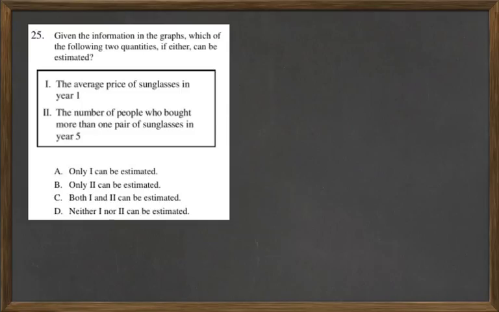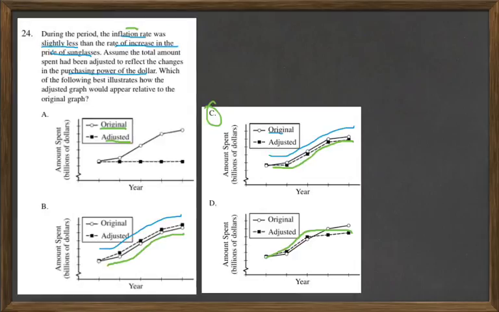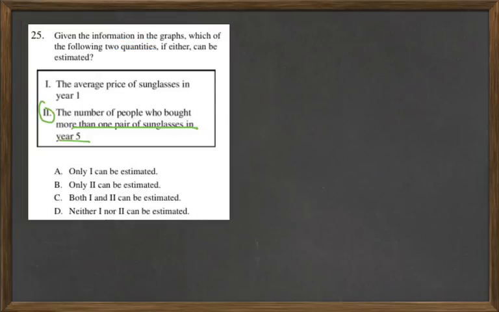How about number 2? The number of people who bought more than one pair of sunglasses in year 5. Let's go to year 5. Look up here. There's $2.7 billion spent and 115 million sold. But there's no information here that can tell me who these individuals are, whether they're duplicated. There could just be different people buying sunglasses each year, not the same ones. Some people could buy 5 while other people buy 0. But there's nothing else here that indicates that. So I can't do anything with 2. So my answer will be A.